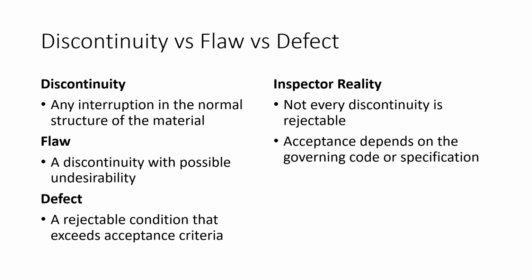A defect is flat out rejectable. It's got to go. We've got to fix it or reject it, and this exceeds the acceptance criteria. So for inspectors, not every discontinuity is rejectable. That's just the game. It can be a discontinuity; we can notice it, we found it, we saw an interruption of the structure, but we don't have to reject it for that. Acceptance is going to depend on the governing code that we're working to.